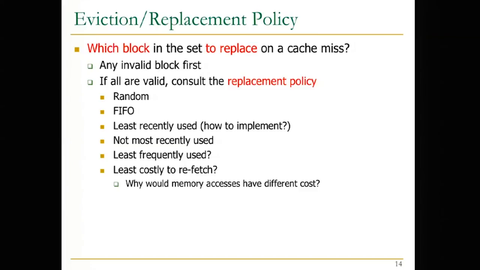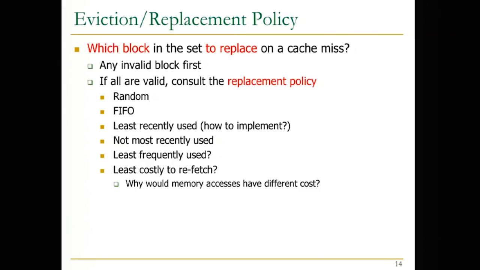So if it takes 1,000 cycles to refetch, maybe it's a good idea to prioritize that more, assuming it has some locality. Because the other one that takes only 10 cycles to refetch, you can fetch it very quickly, maybe even without stalling the processor, right? So that's important to take that into account.